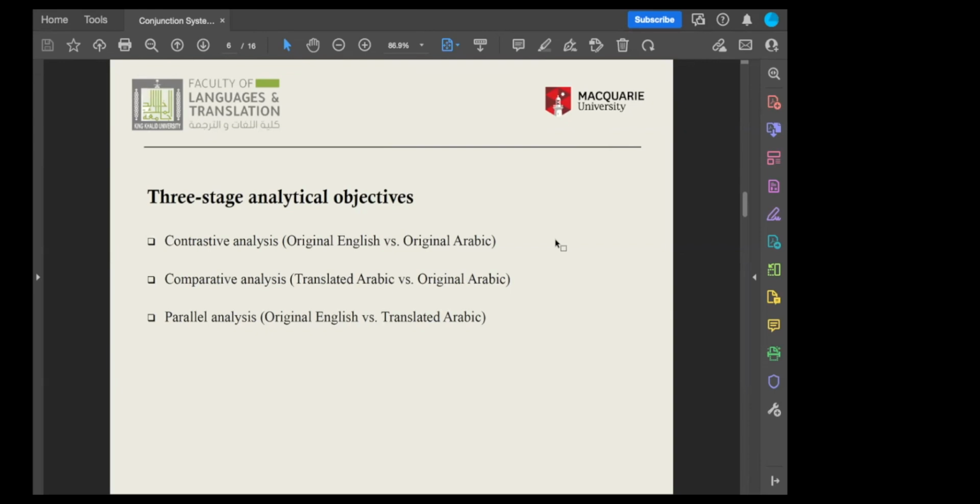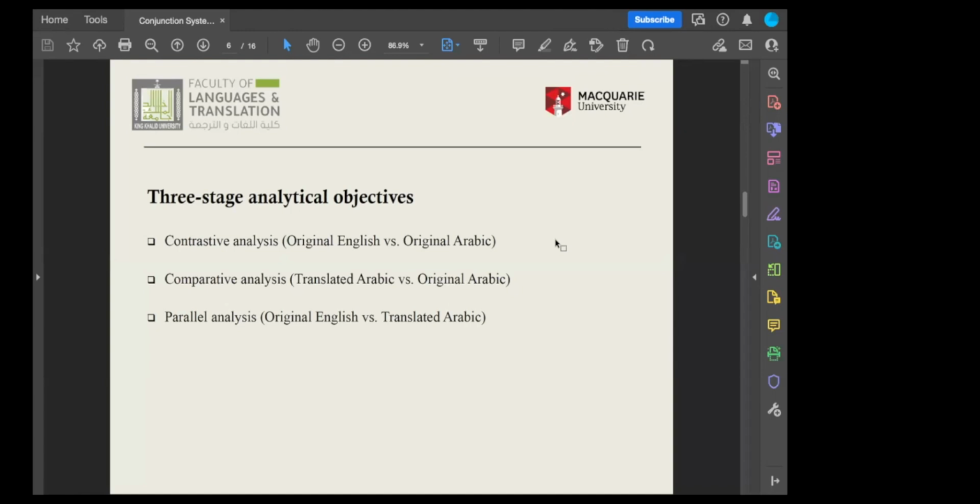This objective is met by conducting the first analysis, the contrastive analysis, using a bilingual comparable corpus of original English text and original Arabic text. That was the first step. After that, we get clear differences between English and Arabic. The second analysis is a comparative analysis in which translated Arabic text and non-translated, or original, Arabic text are compared. This analysis addressed the second objective, which is identifying potential differences between translated and non-translated Arabic. This will identify the role of translation in potentially changing the conventions and preferences of the conjunction system in translated Arabic and later in non-translated Arabic, and how these changes are related to cross-linguistic influence.